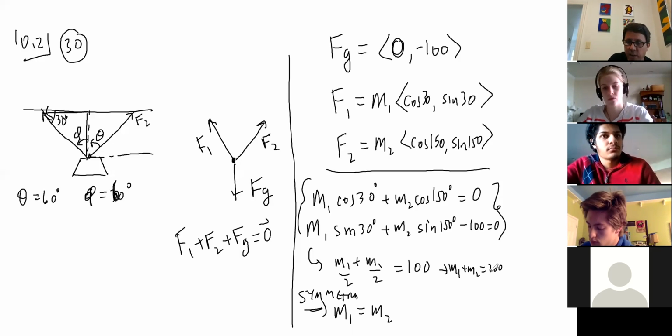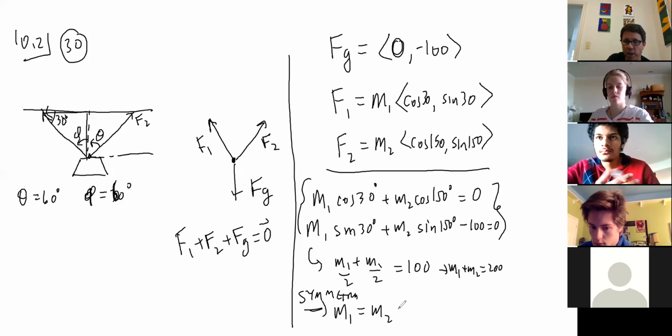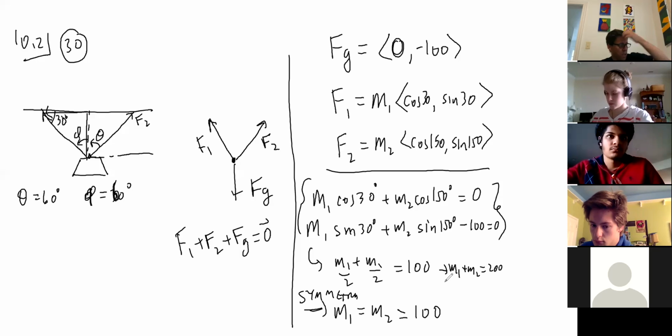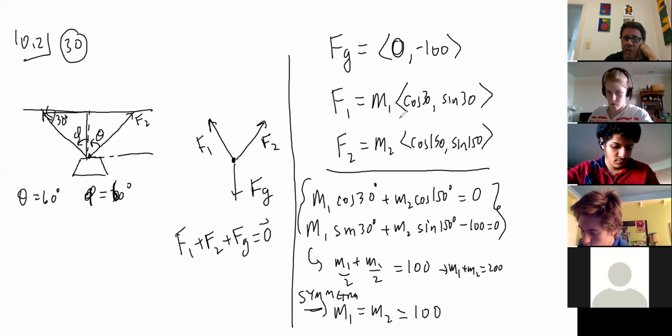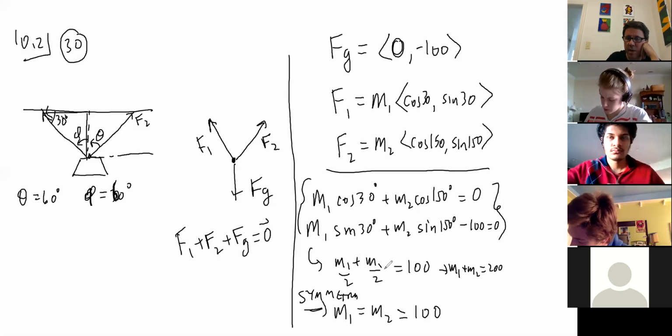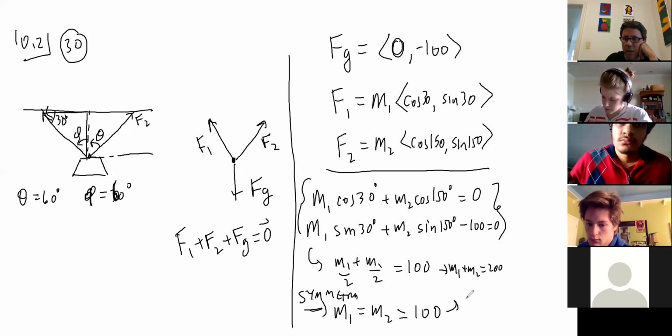So if they have to add together to be 100, that means that M1 and M2 each have to be equal to be 100. So you could then take that, plug it back into your equations up here in order to get exactly what F1 and F2 are. So just sub that.